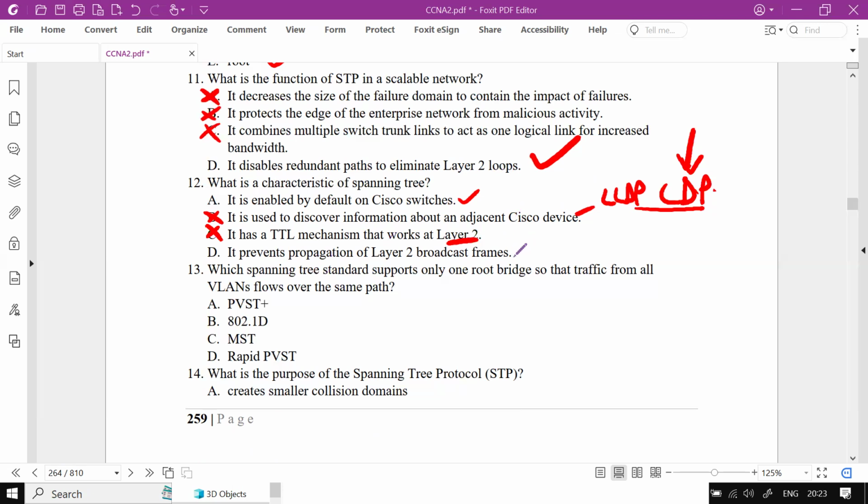Yeah, this question again. I think there was a point we revised this, and I said this could be an answer as well. If you remember, why wasn't this an answer? I once saw this question. Why is D not an answer? Characteristic of STP. Does it not prevent propagation of broadcast frames?